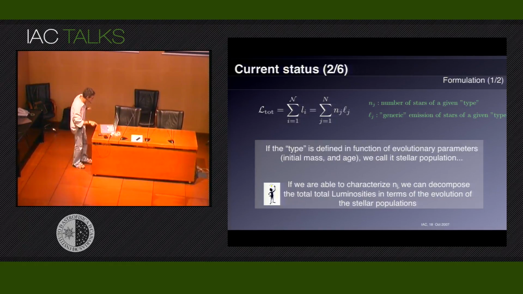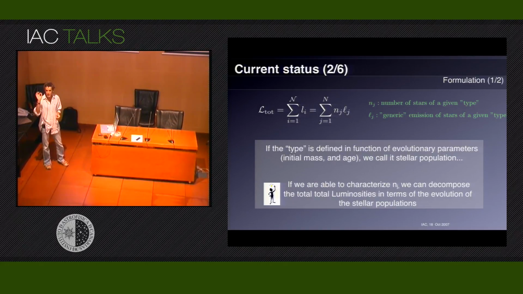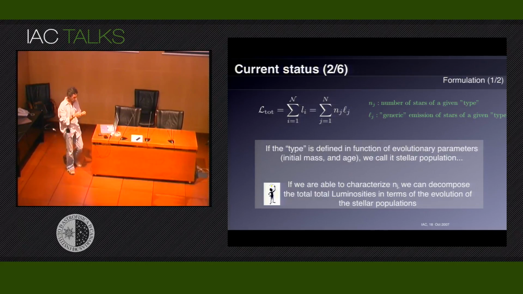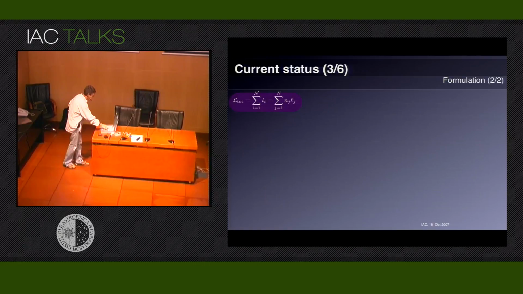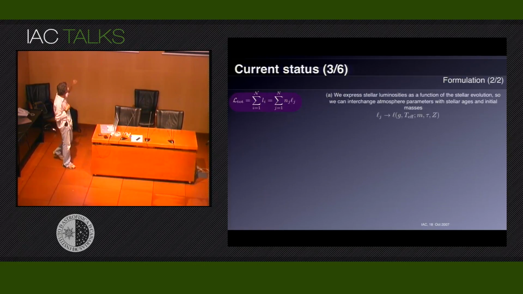So if we are able to characterize the number of stars, we can decompose this total luminosity in terms of the evolution of the stellar population. Actually, you see only the integrated light, but if you know the fraction of the different things there, you can know how many yellow stars there are, how many red stars, how many blue stars. So you have a lot of information just from the integrated luminosity.